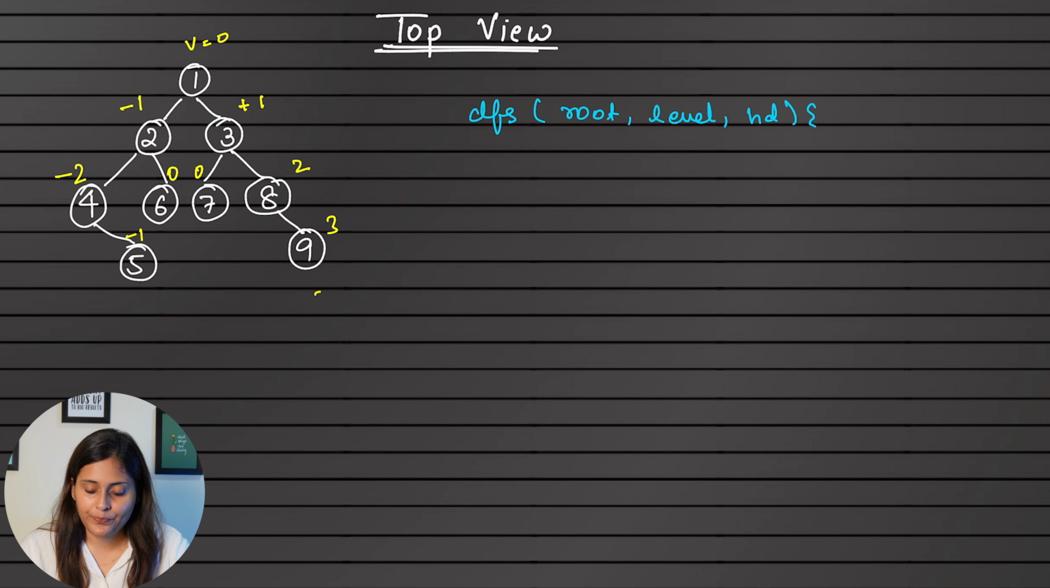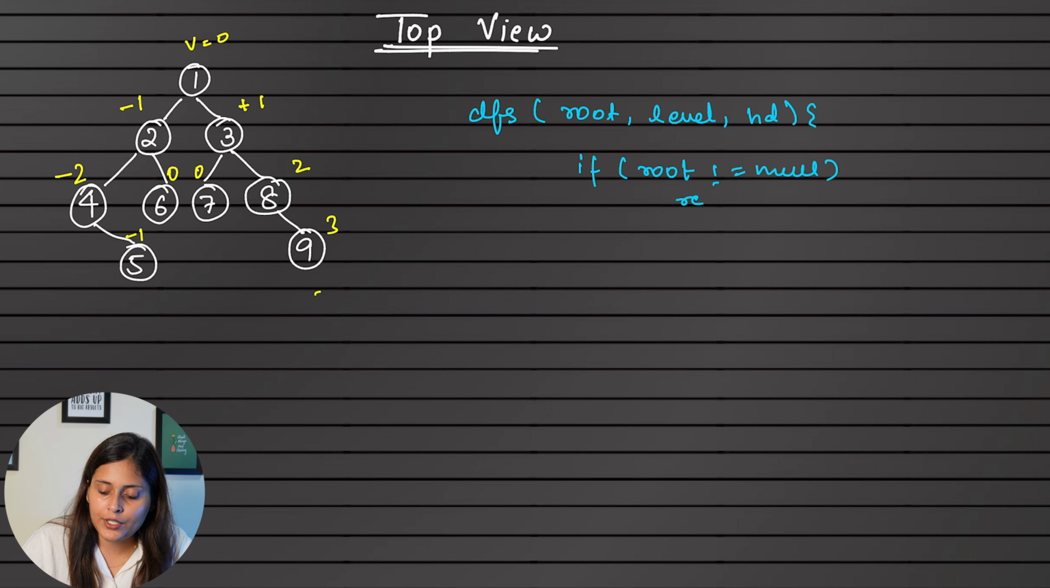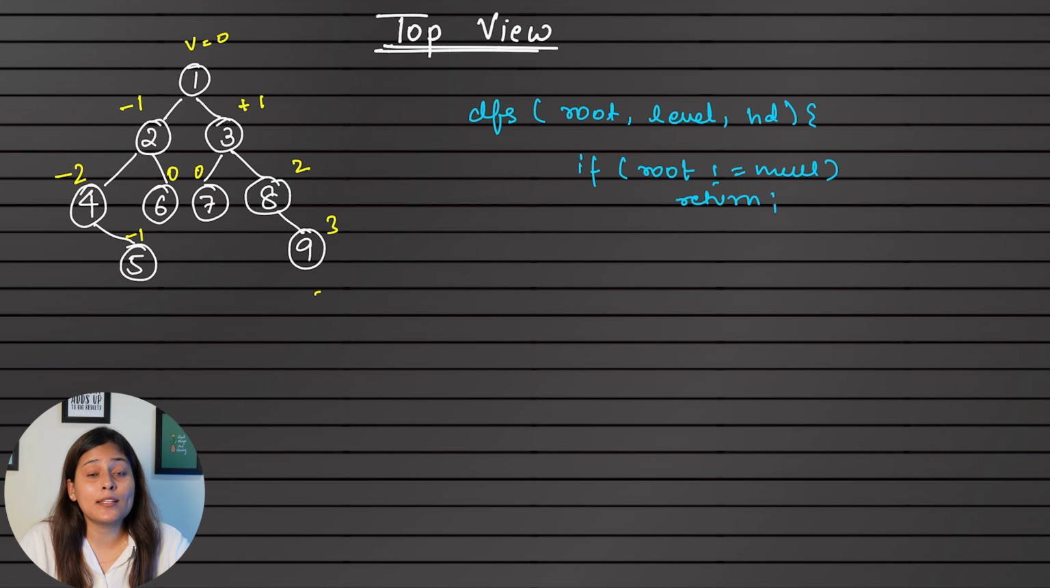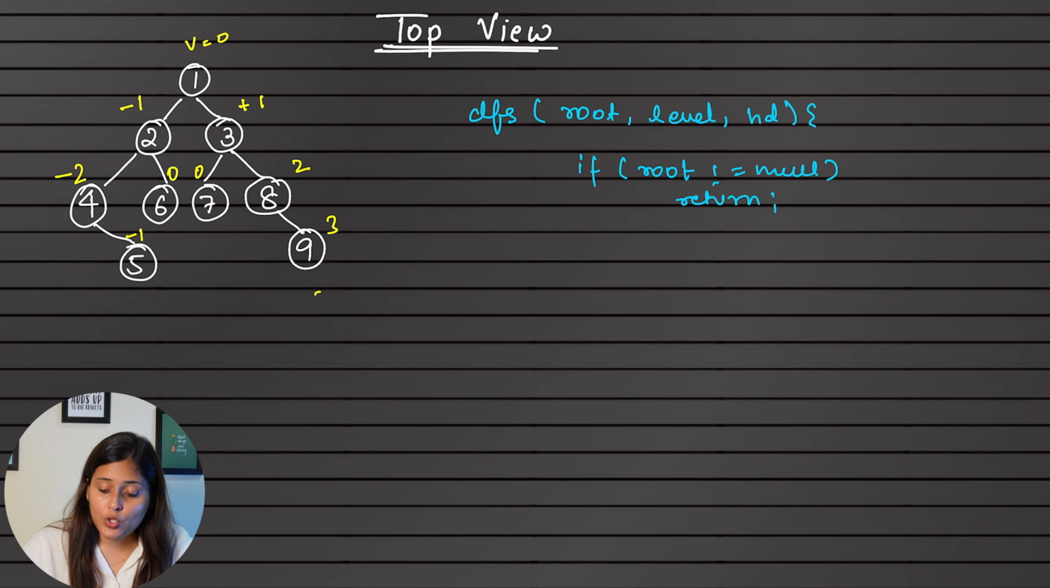First we will check what if our root does not exist. If root is null, we will simply return. Why is the base case required in depth first search? Because we are calling the same function again and again. So at one time for sure the root will become null, and it is very important to stop that recursive call. Okay, so now here also we'll create a map.